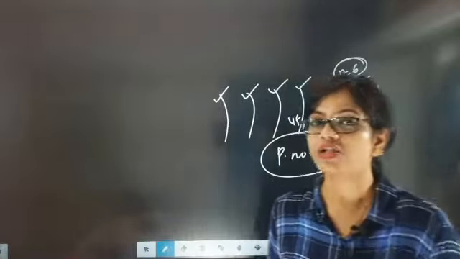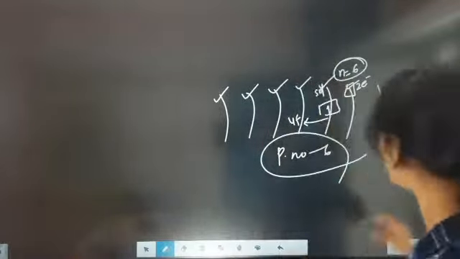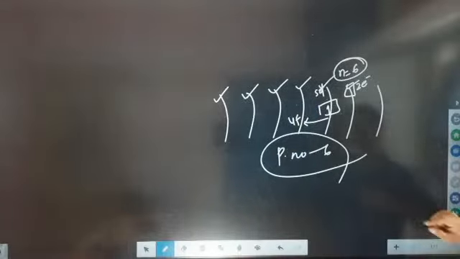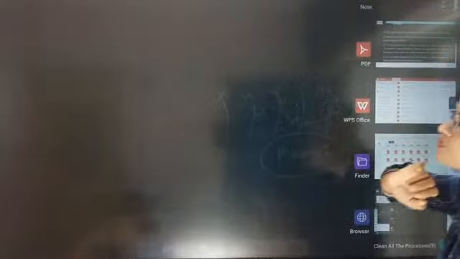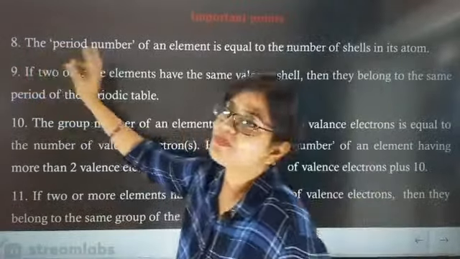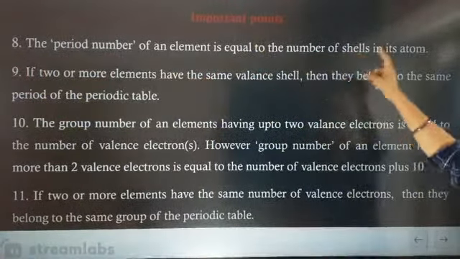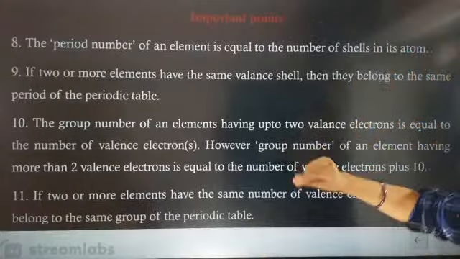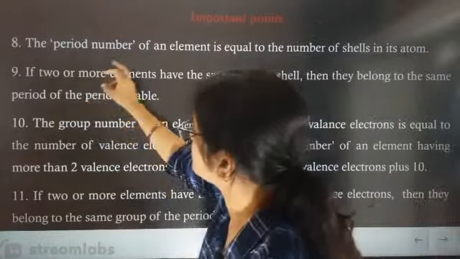This is a very important point to remember, and that's why I have discussed it. These points I have taken from an outside book, not from your book. The period number of an element is equal to the number of shells in its atom. So keep this PDF with you, it will be very helpful.